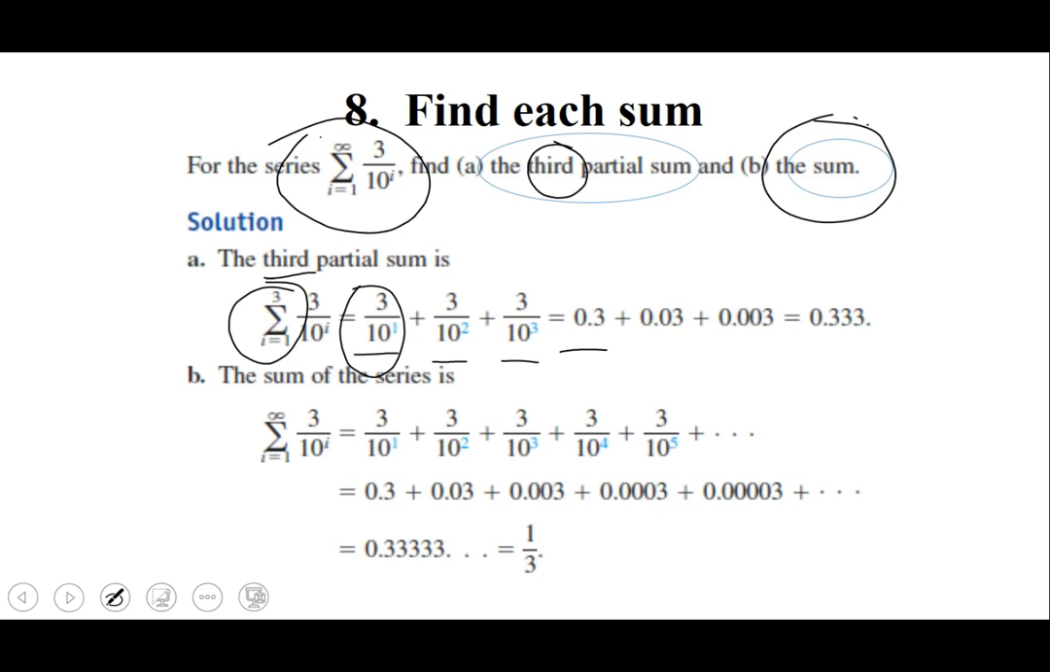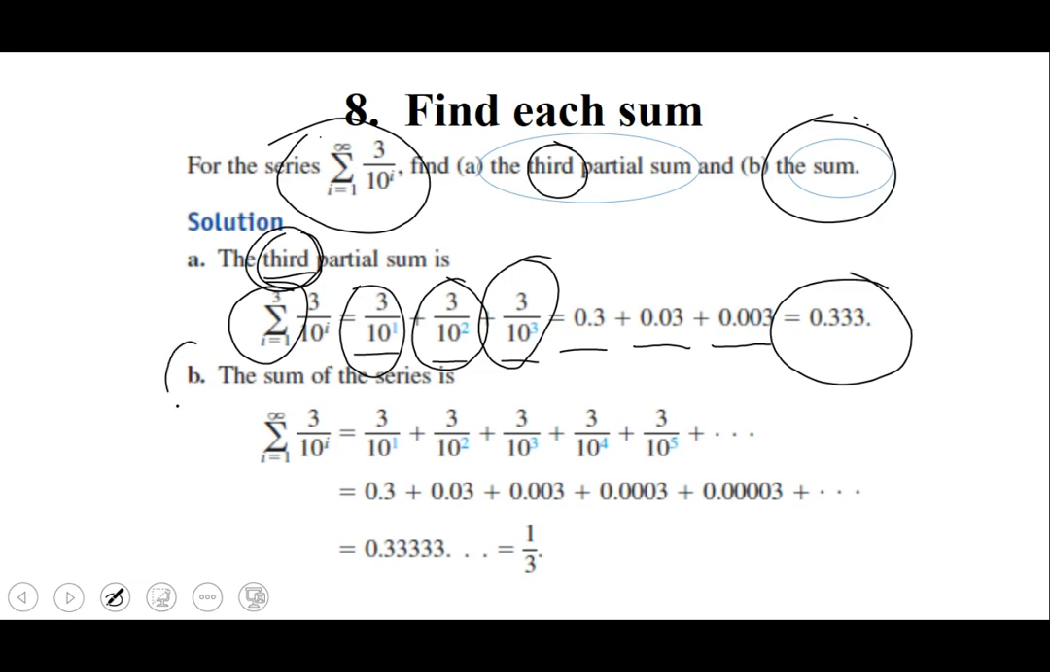terminating decimal, 0.3. When you divide 3 by 10 squared, you're dividing 3 by 100, which means move the decimal point again, which would give you 0.03. This would be 3 divided by 1,000, which would be 0.003. And if you are adding up just those 3 things, you would get the terminating decimal, 0.333.